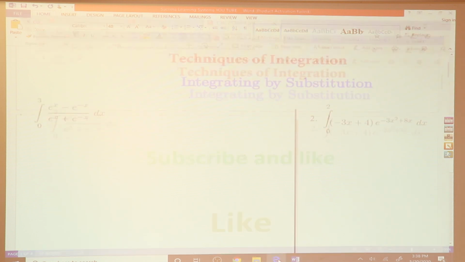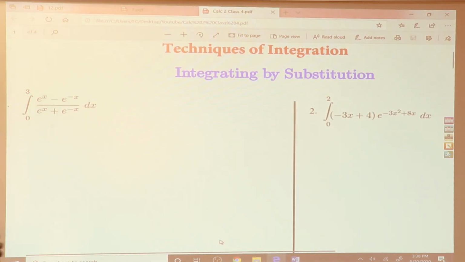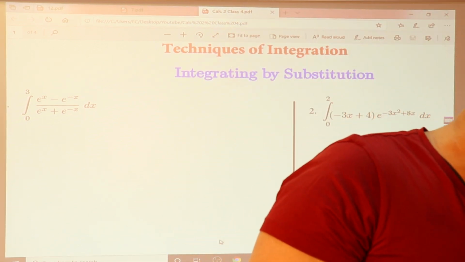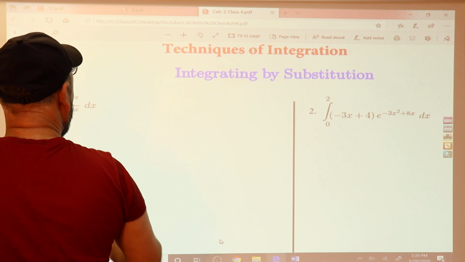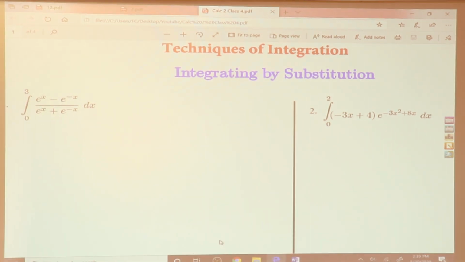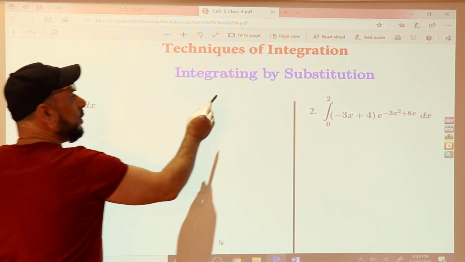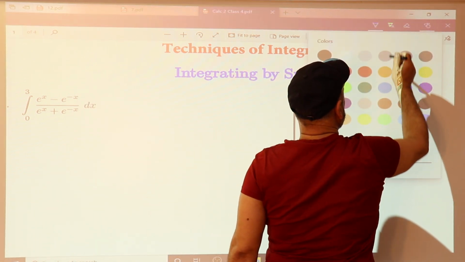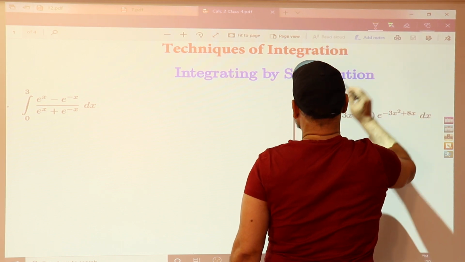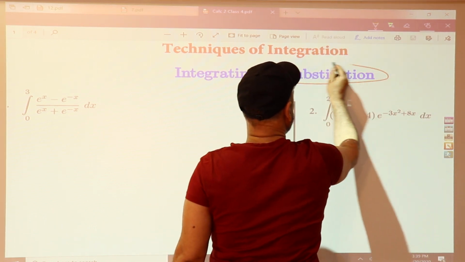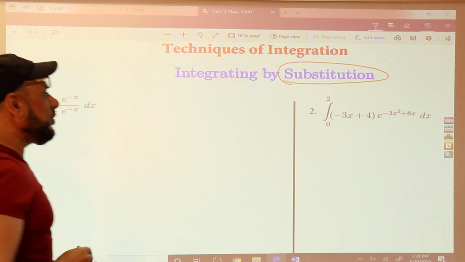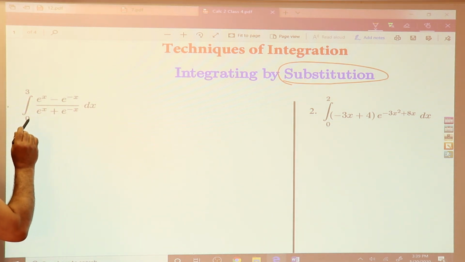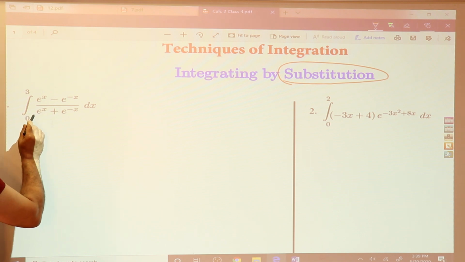Let us solve a problem about this technique of integration. The first problem I have is the integration from 0 to 3. Remember, when we were talking about integration by substitution, we said we're going to have two functions, one of them is the derivative of the second one.